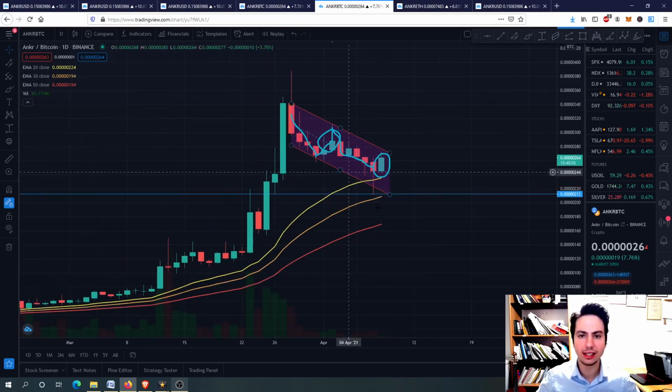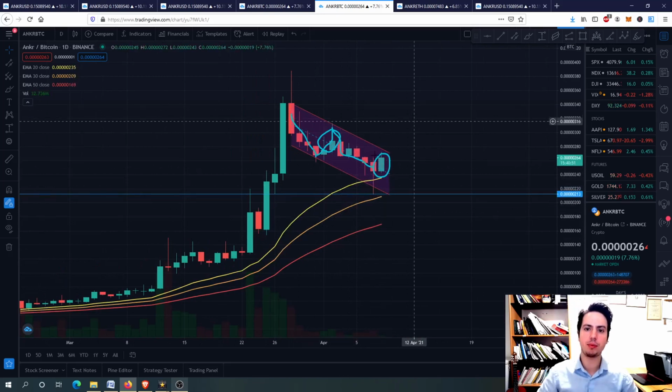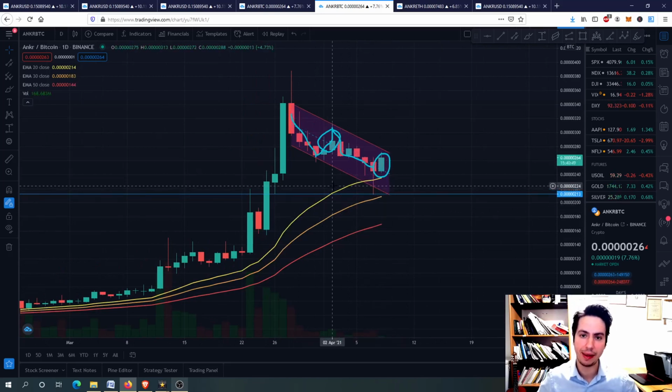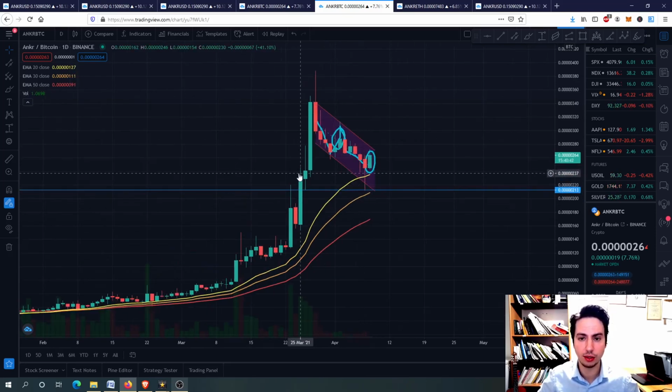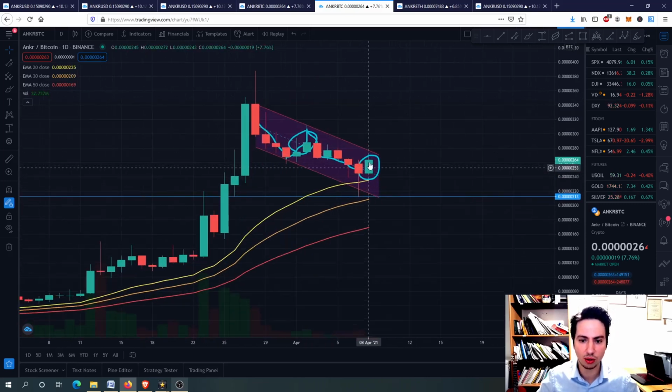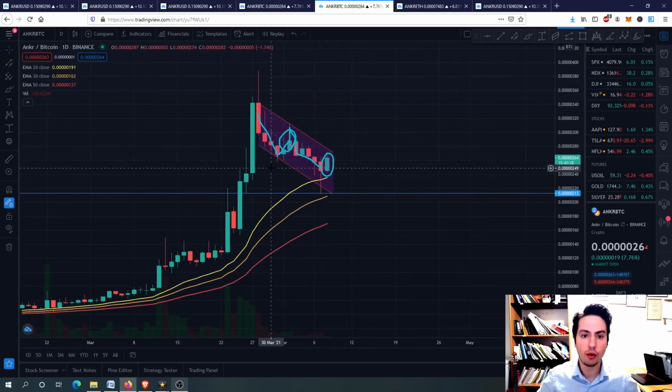We need to wait for the 20-day EMA, 30-day EMA and the 50-day EMA, if we can, to catch up with the price, especially the 20-day EMA, to catch up with the price. Of course, when we have this huge distance, we will see the consolidation. It is very healthy, okay, to see this consolidation right now, and it looks very good for Ankr, guys.